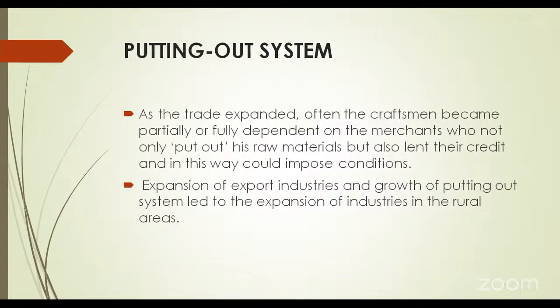So if a product does very well on Amazon, Amazon typically buys out that craftsman or that seller, or brings out a similar product, like the Solimo products that they have, and they impose conditions. This is how you can sell, this is how you cannot sell, etc. Expansion of export industries and growth of the putting out system led to expansion of industries in the rural areas.